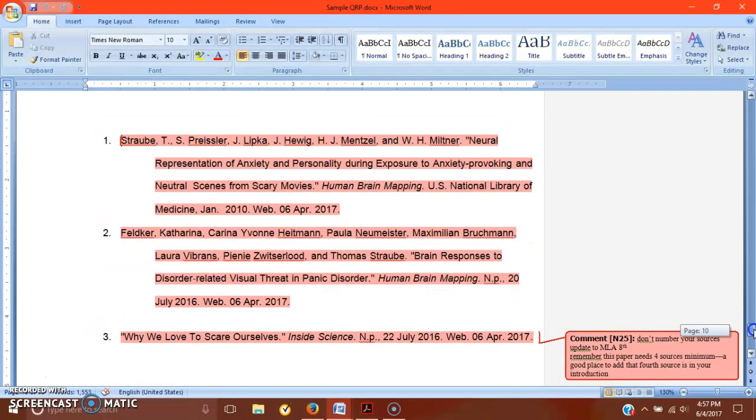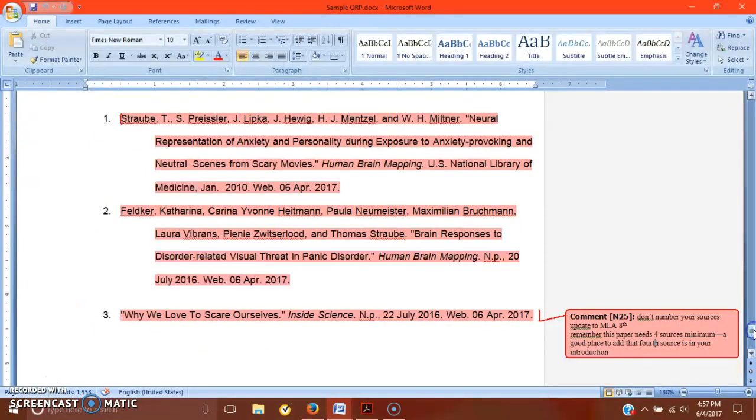This is the MLA 8th edition. In like a medical journal style, you would number your sources. We're not doing that for the humanities, and it needs 4 sources minimum, etc.